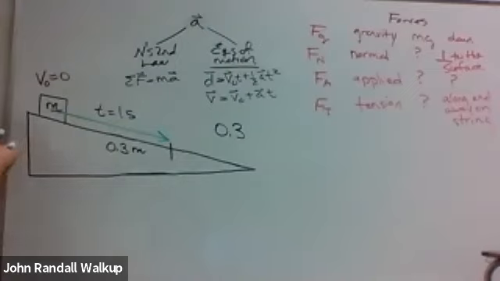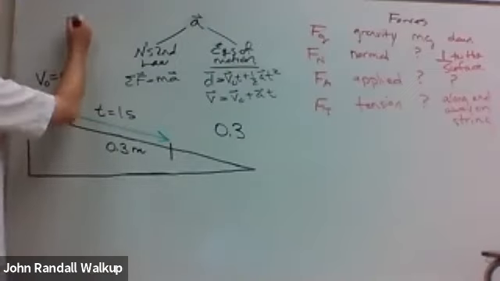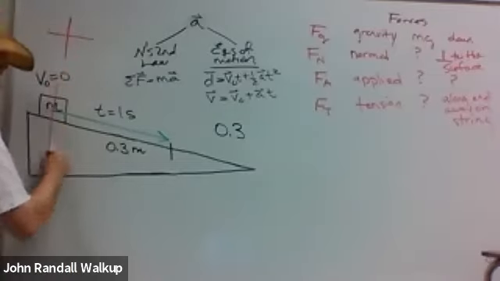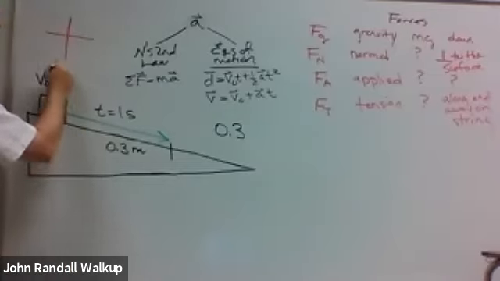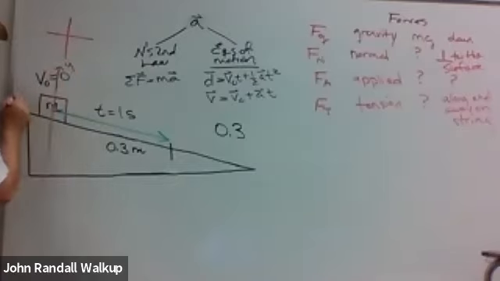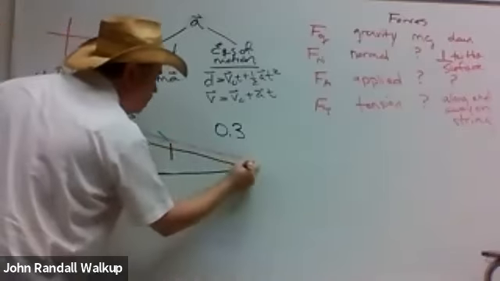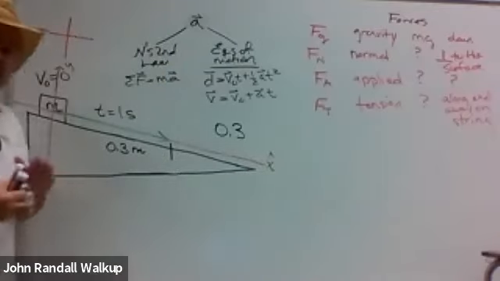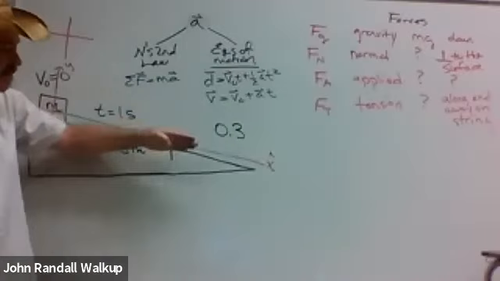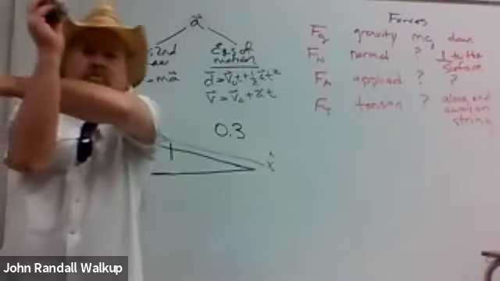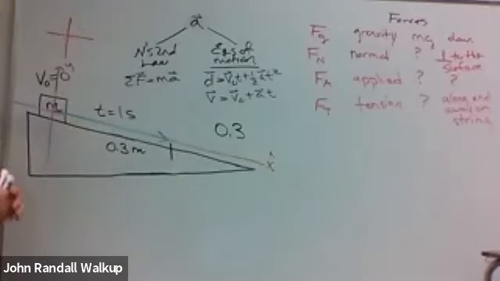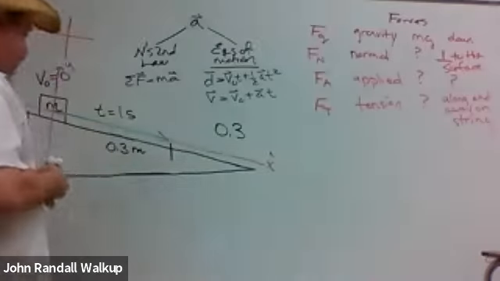Oh, I did not mention, but we are going to slope our axes like this, right? So this is our y direction. This is our x direction. And why? Because the acceleration is down the ramp. We always slope our axes along the direction of the acceleration. So this is a positive 0.3.